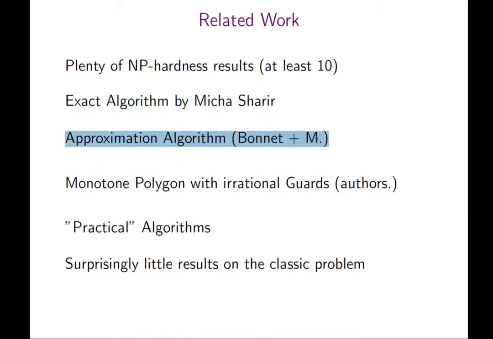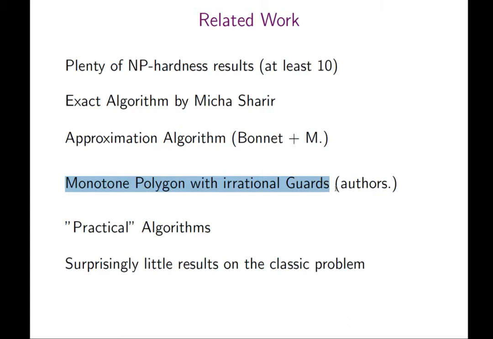Okay, with Edouard Bonnet we could show that there at least exists an approximation algorithm, which was very nice. So now we can at least approximate the problem in polynomial time. Okay, then with Anna and Mikkel, we could find polygons which require irrational guards, showing that the canonical witness, maybe just giving rational coordinates, does not work. There's a bunch of practical algorithms, people who try to actually solve it, implement algorithms, and see how good they work in practical and simulated instances.